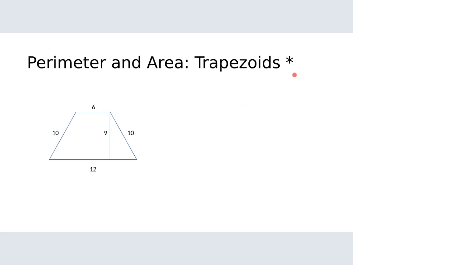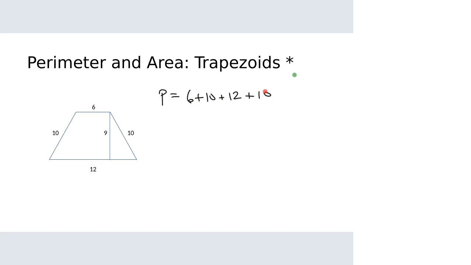So first, we'll find the perimeter of this trapezoid. And remember, perimeter is, imagine we're standing on a corner and we walk all the way around the outside of the shape. So that's going to be 6 plus 10 plus 12 plus 10. We're not going to use the 9 because that's not a part of the exterior of the figure. So we're just going to add up the exterior sides, which was 6 plus 10 plus 12 plus 10.